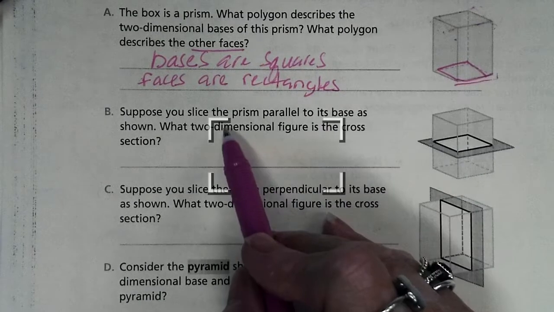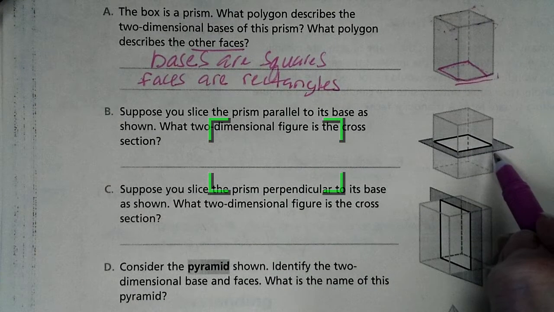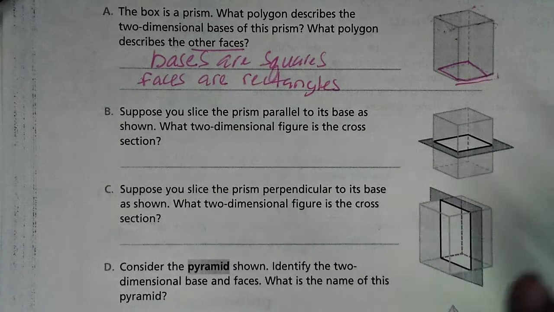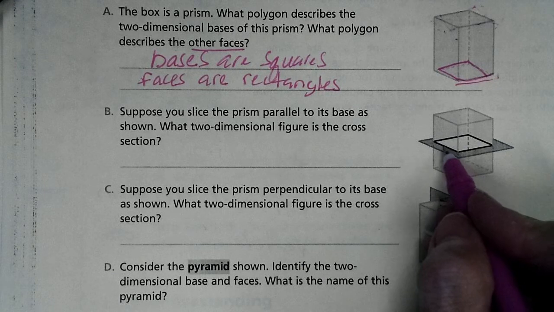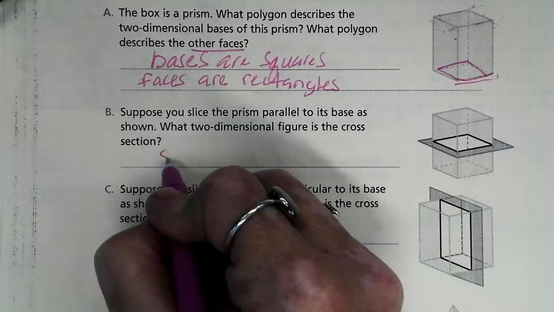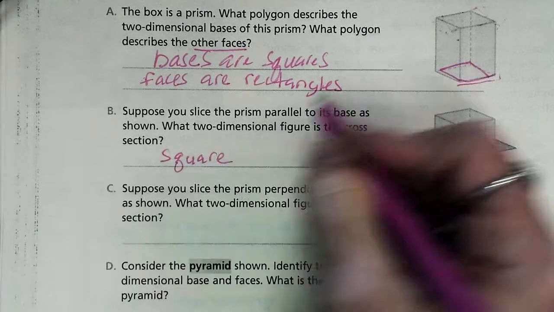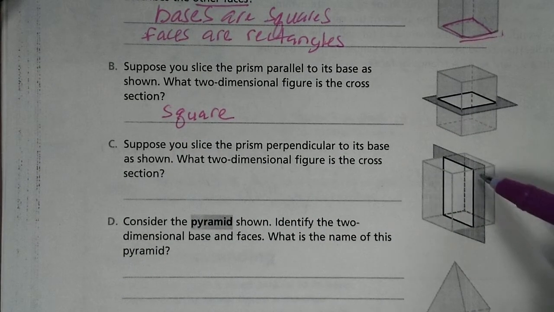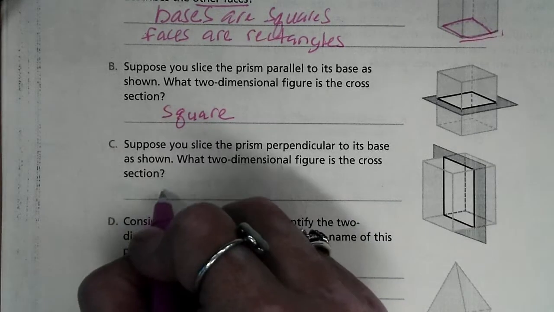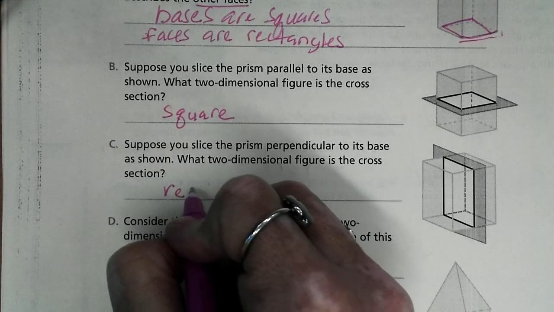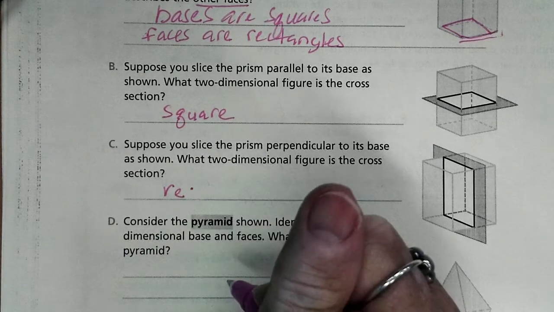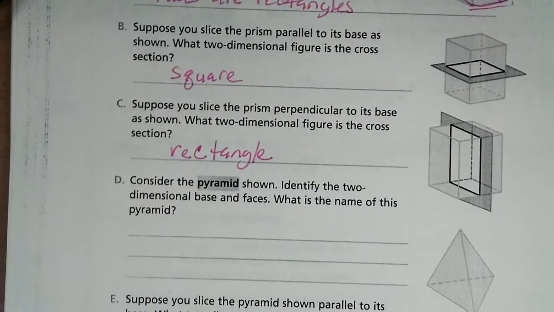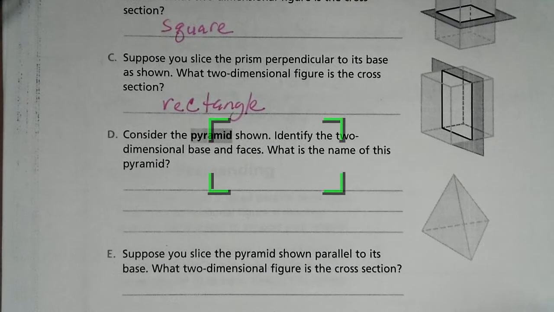All right, so now we're going to slice it parallel, or horizontal. So what figure does that give me? Yep, it has to be a square if the bottom is a square. If we do it perpendicular, which is this cut, what do we get? A rectangle. That's what I'm saying. Don't overthink it, guys.